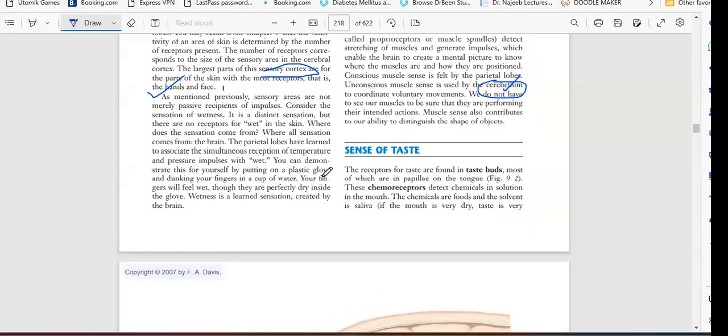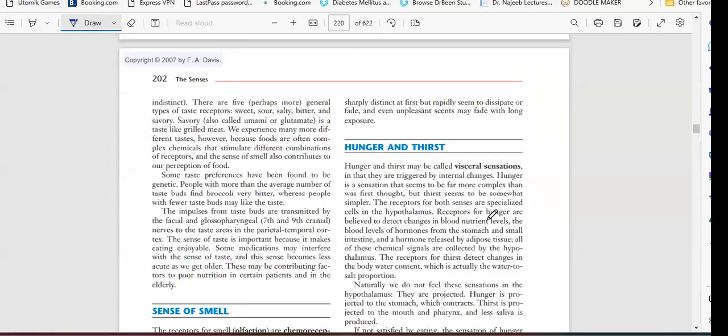Okay. These chemoreceptors detect chemicals in solution in the mouth. The chemicals are foods and the solvent is saliva. If the mouth is very dry, taste is very indistinct. There are five general types of taste receptors: sweet, sour, salty, bitter, and savory.